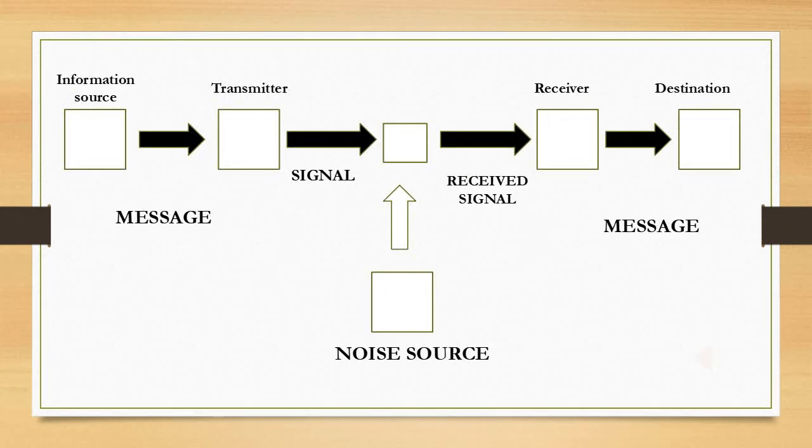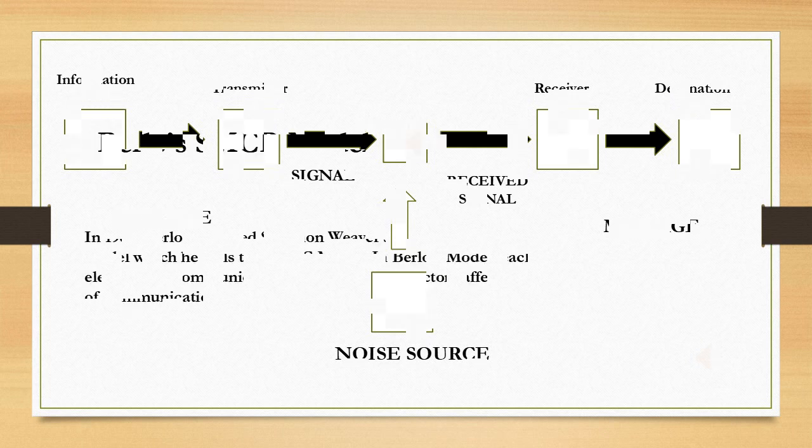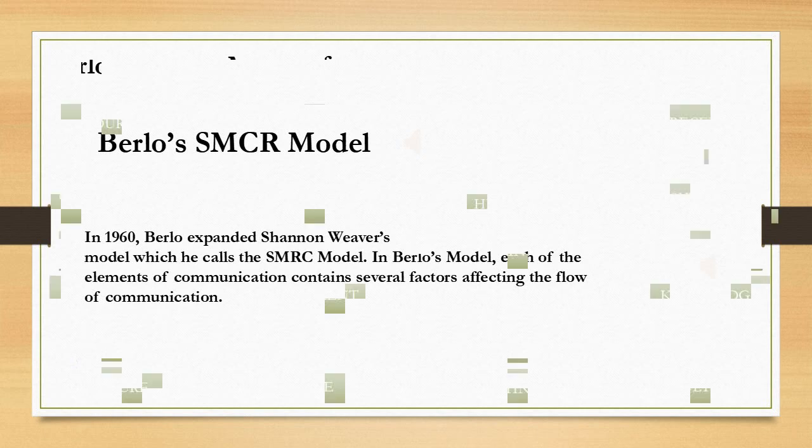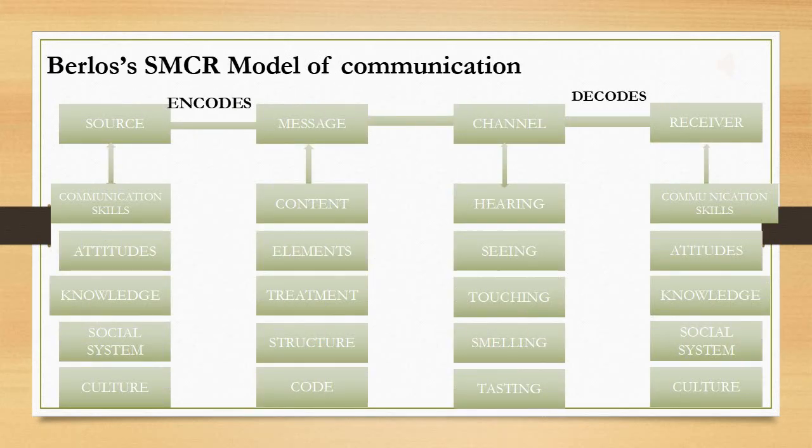Schematic diagram of a general communication system. Berlo's SMCR model. In 1960, Berlo expanded Shannon-Weaver's model, which he calls the SMCR model. In Berlo's model, each of the elements of communication contains several factors affecting the flow of communication. Berlo's SMCR model of communication. The model is designed to understand the process of communication and the factors influencing it.